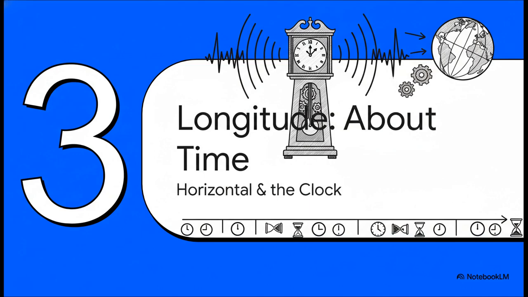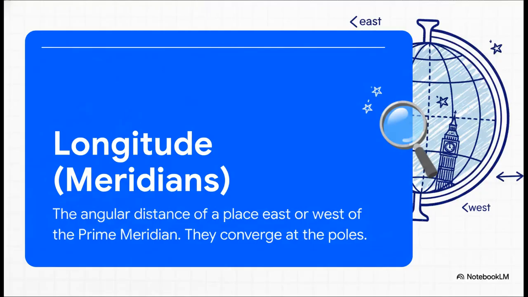To really understand longitude, you have to understand its deep, deep connection to time. So longitude is the angular distance of a place east or west of its starting line, which is the prime meridian, running straight through Greenwich in London. Now, unlike the parallels of latitude, these lines, called meridians, actually all meet up at the poles.